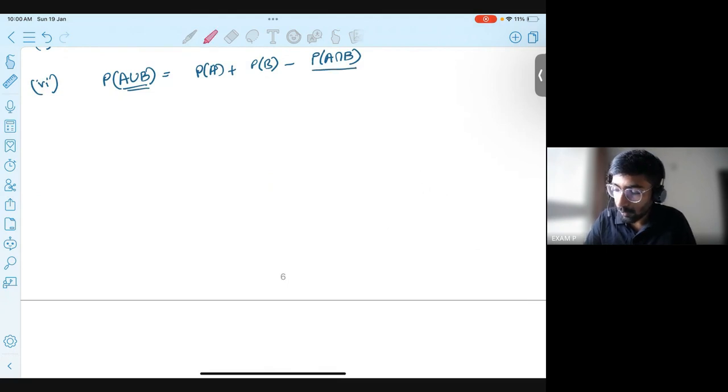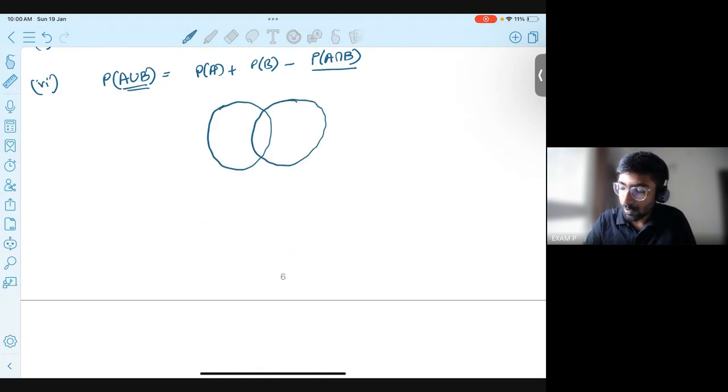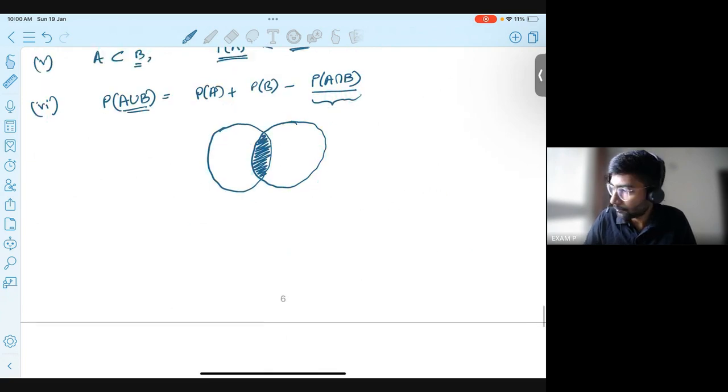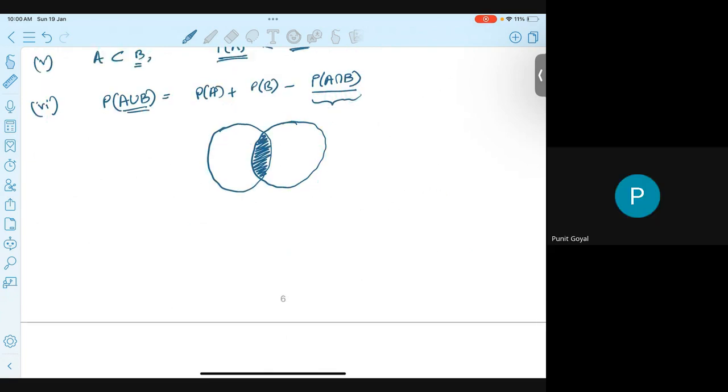Why do we need to remove this part? Because when you add these two probabilities, this particular portion which is common to both gets added up twice. But we don't need that, right? When you take the union, you just need to add this once. That's why you subtract it once, so that it doesn't get added up twice. Do you understand this point? Why do we subtract this probability? Yes, sir. Okay. Yes, sir.